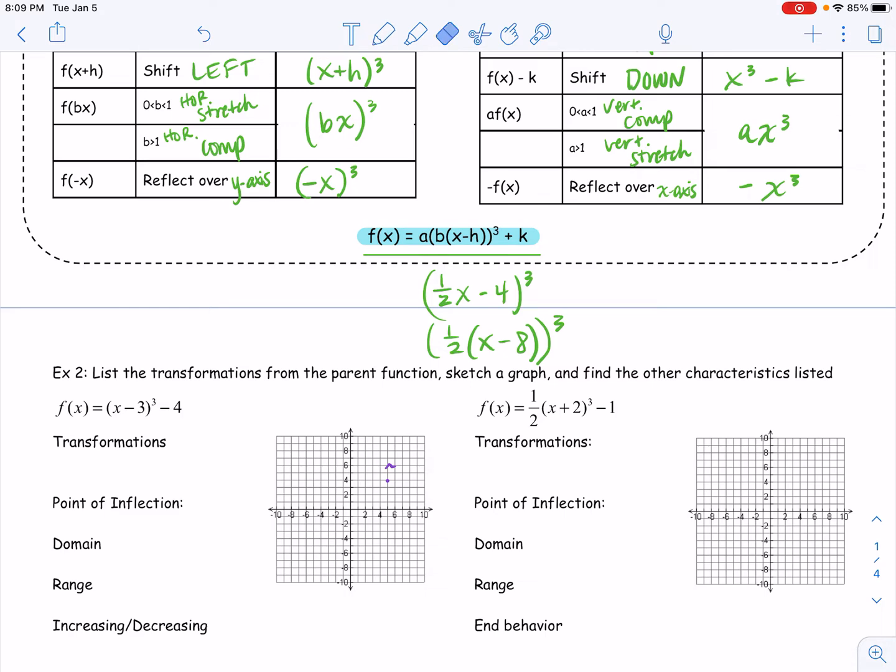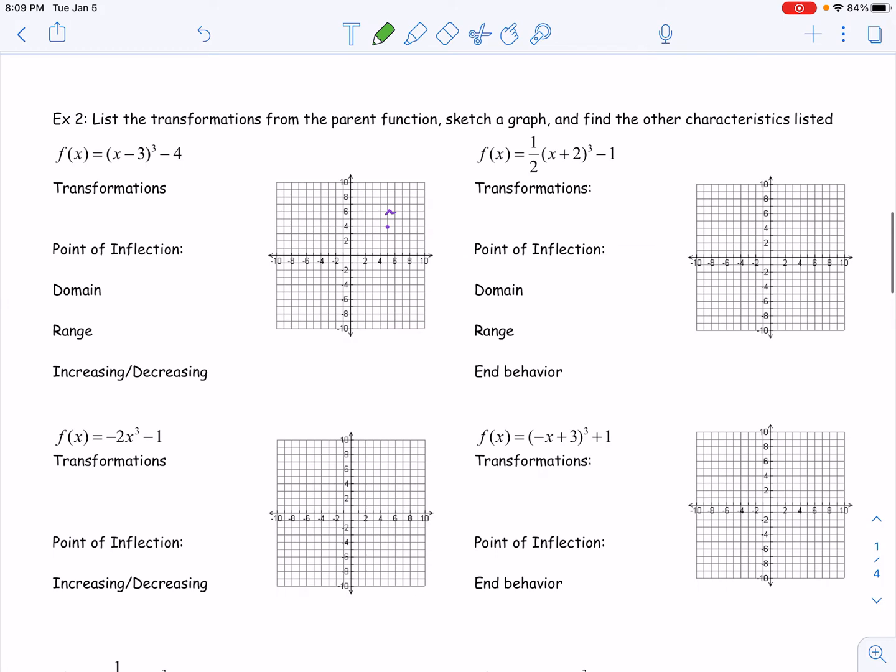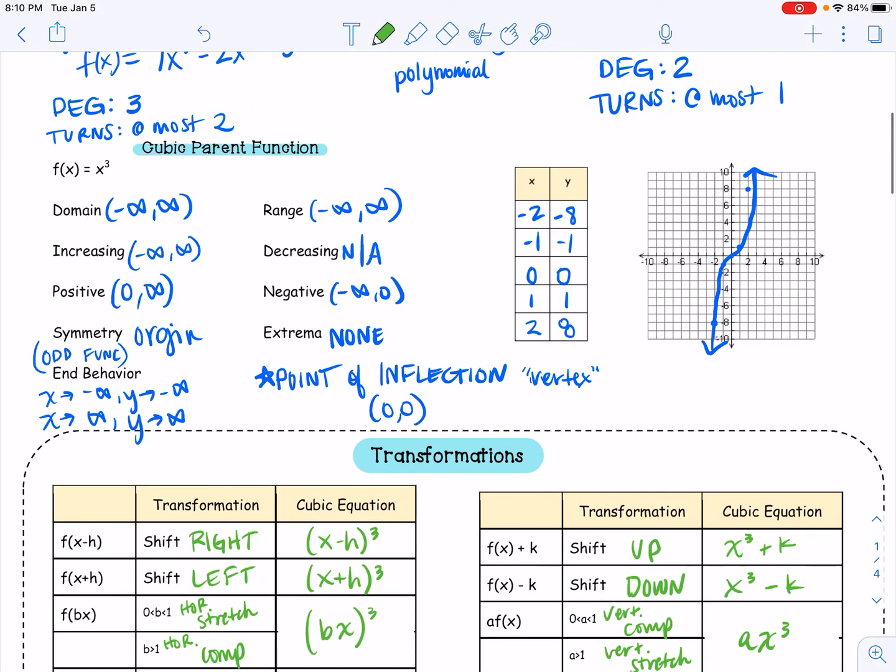All right, so with that reminder of our transformations, now we get to the actual problems that have been transformed, our cubic functions that have been transformed. So we're going to list out the transformations, identify the point of inflection, maybe list out domain, range, end behavior, increasing, decreasing, whatever characteristic they ask, and then of course sketch that graph as well. I want to go back up here really quickly.